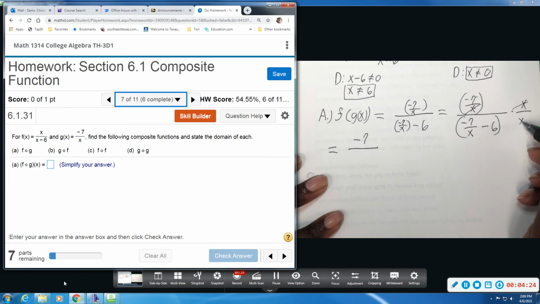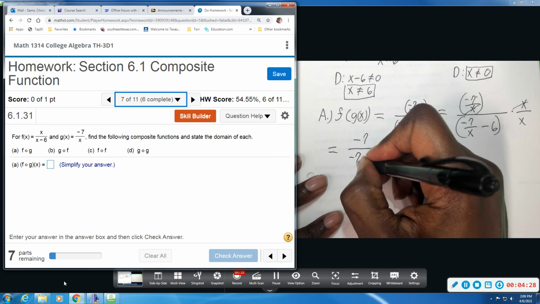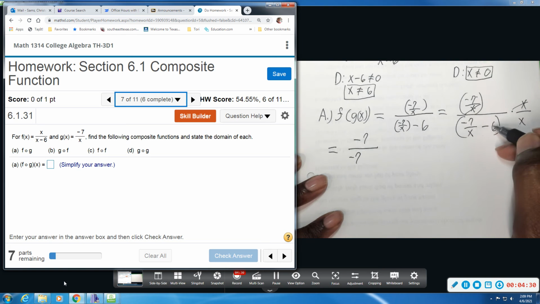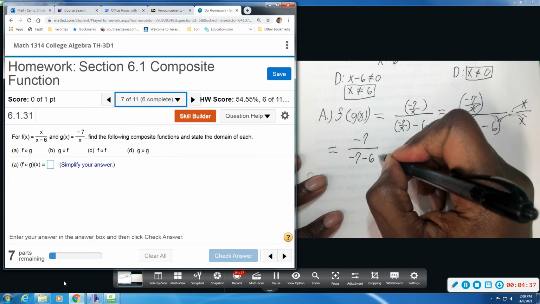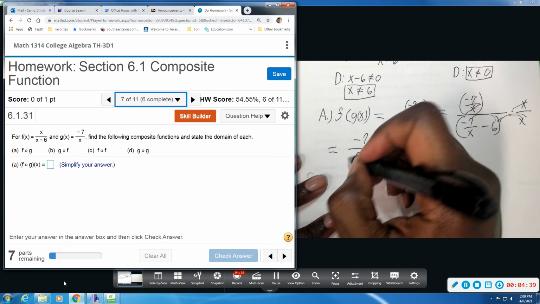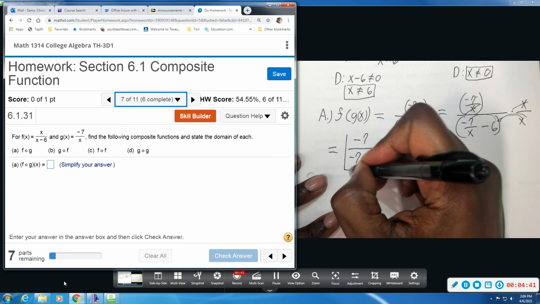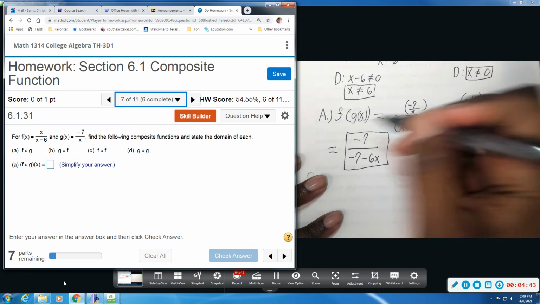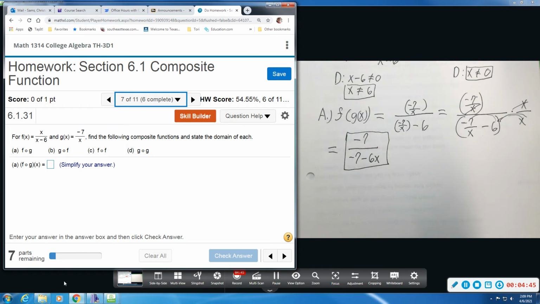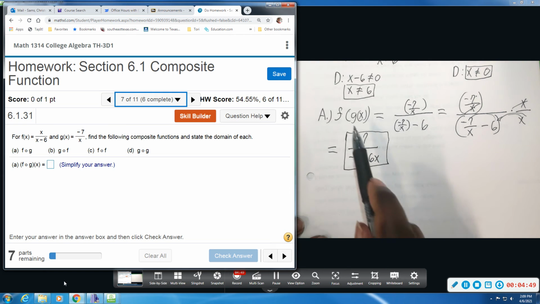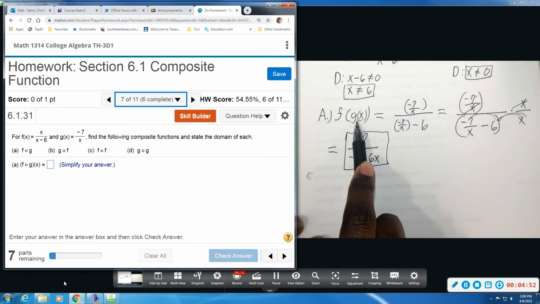Now here we actually distribute the x. So when I multiply x times the negative 7 over x, that just becomes a negative 7. And then you also do, because you have to do the distributive property, times both of these, negative 6x, so minus 6x. Okay, so this is your new function right here. Now you have to keep in mind which function we plugged in. We plugged in g of x. So I'm plugging in x values.